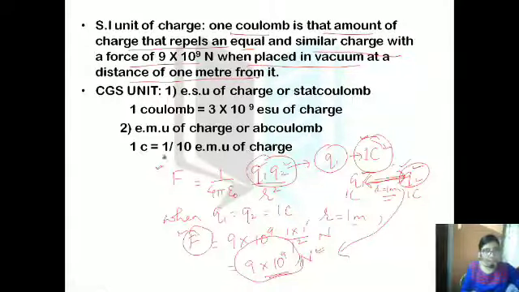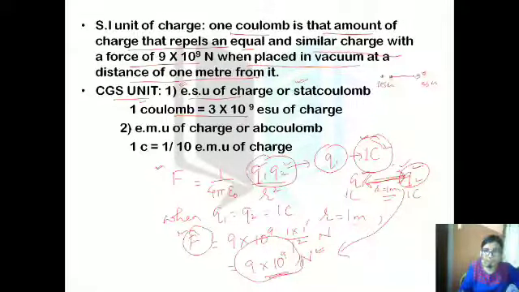Now let's see its CGS unit. CGS unit of charge. First we'll see the electrostatic unit of charge. ESU means electrostatic unit of charge, or stat coulomb, is the CGS unit. The relation between 1 coulomb and the ESU of charge is: 1 coulomb is 3 into 10 to the power 9 ESU of charge. Now to define this ESU of charge, I'll leave it to you. How will we do it? In this case, we'll take 2 point charges of 1 ESU of charge.